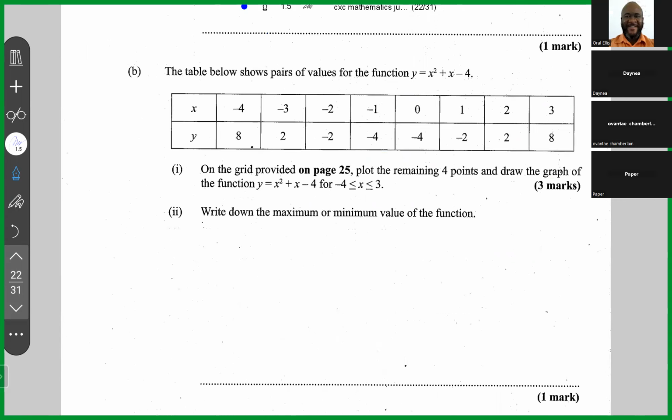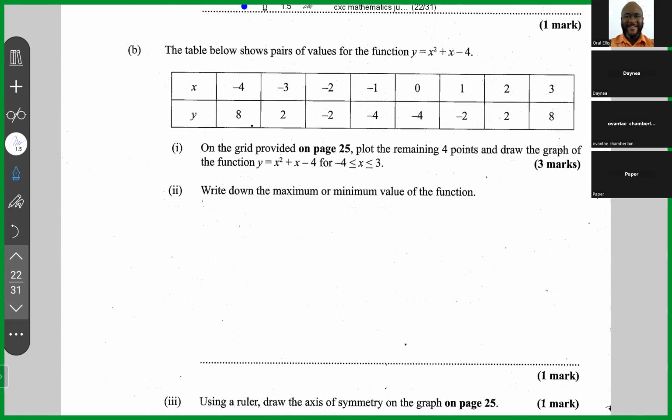Next, it says the table below shows pairs of values for the function y is equal to x squared plus x minus 4. On the grid on page 25, we're to plot the remaining 4 points and draw the graph. So the remaining 4 points are 3, 8, 2, 2, 1, minus 2, and 0, minus 4. Those are the remaining 4 points. Let's plot them.